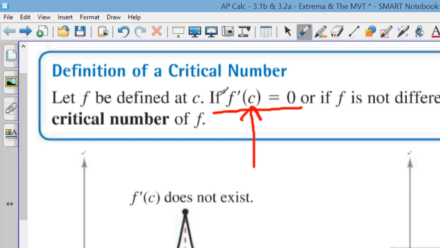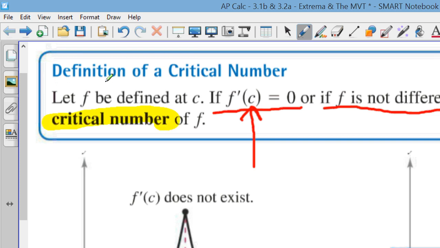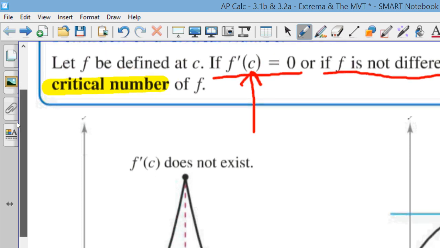If the derivative at that number is 0, or if f is not differentiable at C, then C is a critical number. There's two options. Critical number, that's an important thing to know. We can also call it critical value, and critical number is usually an x value.